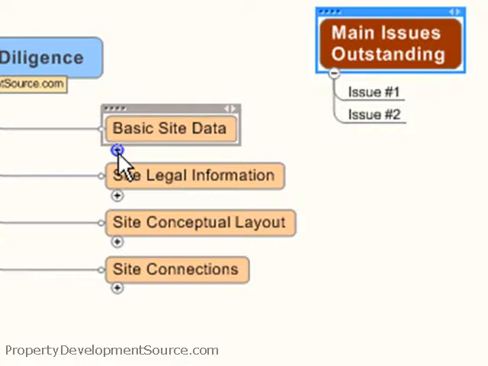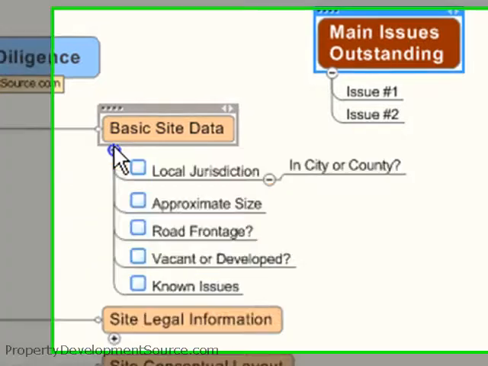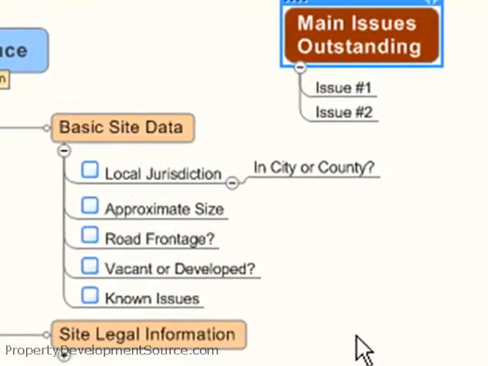Okay, you're going to start off with your basic site data. This is where it's located, in a city, a county, what jurisdiction, the size, what roads it's on, frontage, vacant, and any known issues you can put in here.